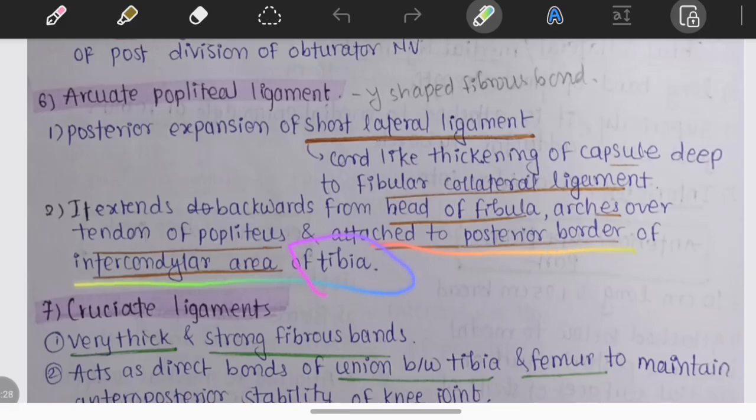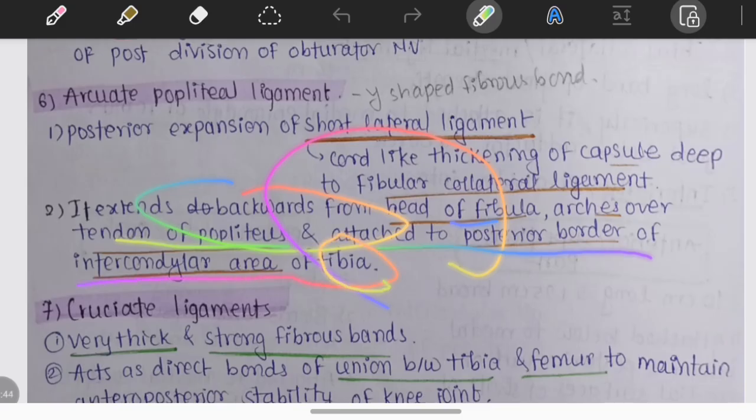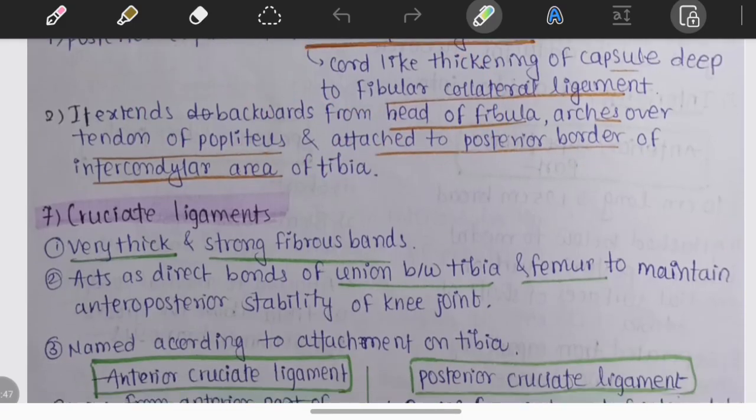the tibia. Imagine these attachments as shown here: it extends backwards from the head of the fibula, arches over the tendon of the popliteus, and is attached to the posterior border of the intercondylar area of the tibia.